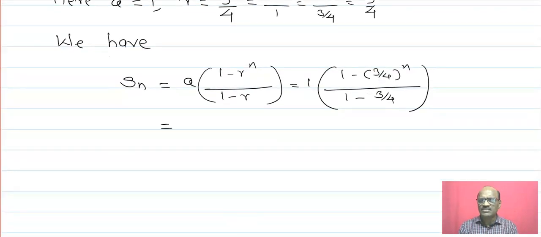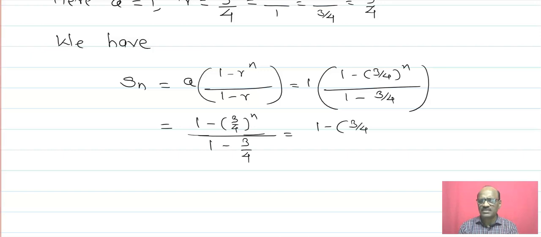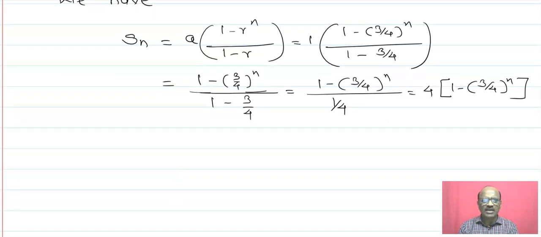Now how do we find the sum of the infinite terms? We substitute a as 1: (1 - (3/4)^n) upon (1 - 3/4). That is (1 - (3/4)^n) and 1 - 3/4 is 1/4. Multiplying by the reciprocal, it becomes 4(1 - (3/4)^n). Now how do we find the value of (3/4)^n?